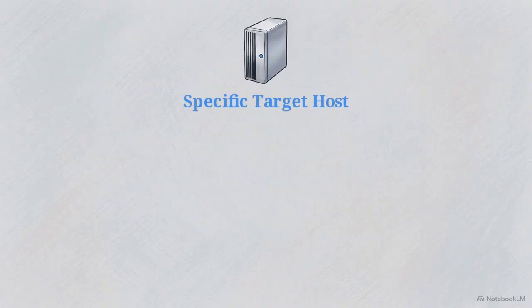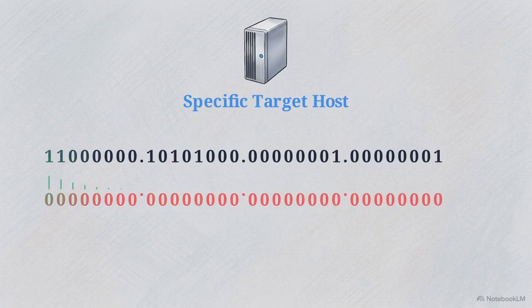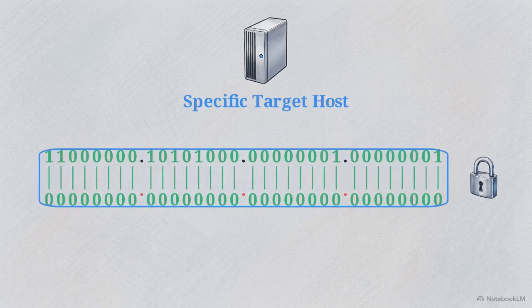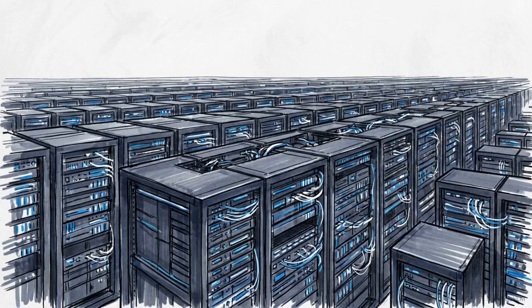To match one specific host, you use the wildcard mask 0.0.0.0. This forces an exact match across all 32 bits of the address. In the Cisco command line interface, you can bypass the math entirely by typing the shortcut keyword host before the IP. The inverse is matching all possible IP addresses.